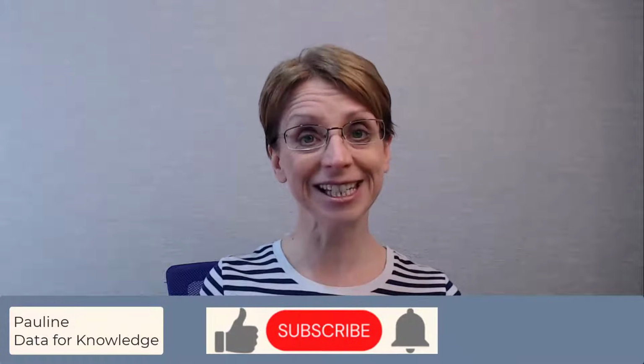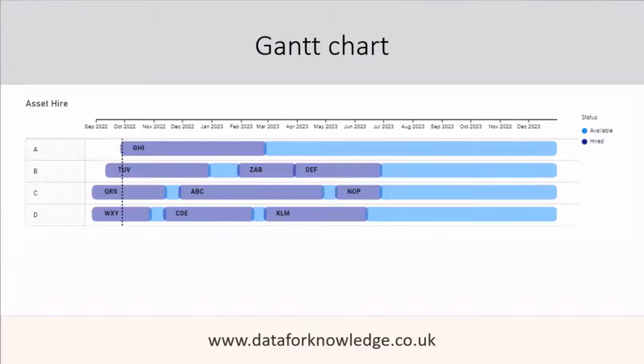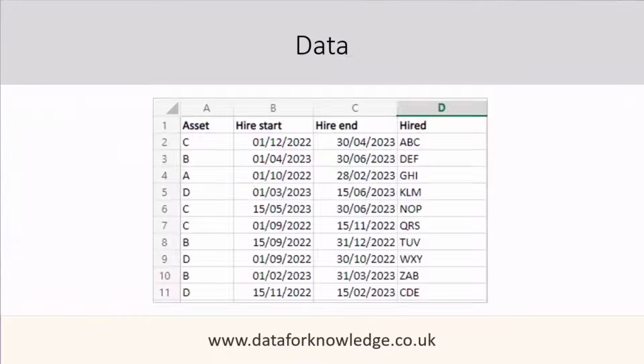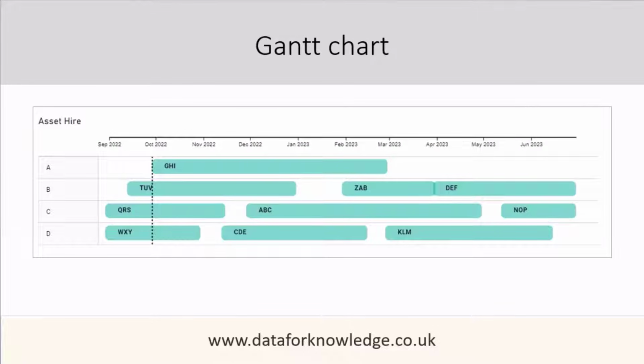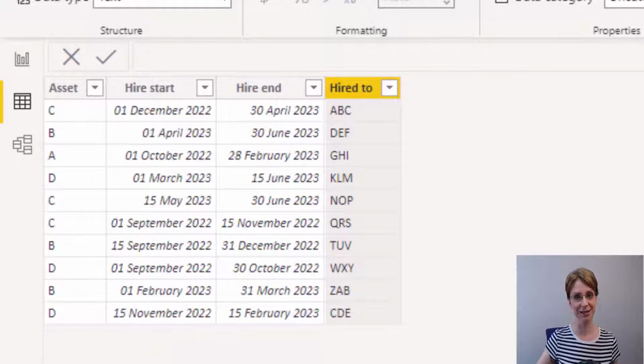Welcome! In this video, I will create a Gantt chart to show the hire dates of assets and also show when the assets are available for hire. The data only provides information regarding when the asset is on hire. The hire period will be shown in the chart, and then I will create a section to show when it is available for hire. This is my data.